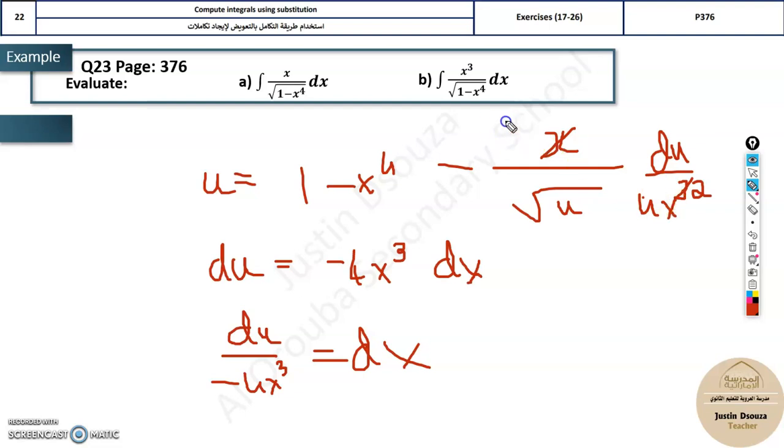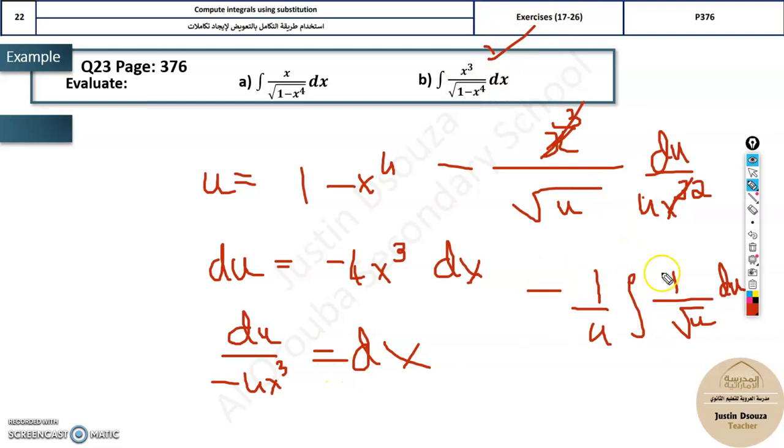It's not possible. Whereas in this second problem, it was x to the power 3, so this cancels off. Okay, it's fine. I can easily solve it. Minus 1 by 4 is a constant, and the integral is 1 by root u du. This is fine. We have done such a problem before. So this is very simple. This is how the substitution works. But what about the first one?